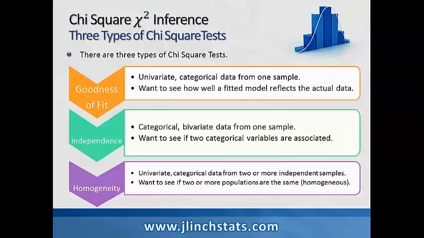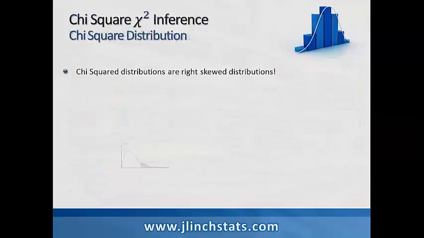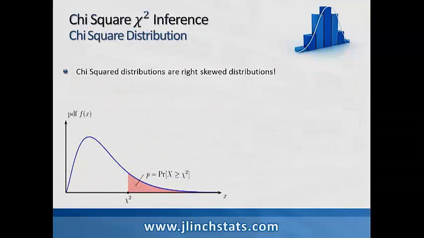The goodness of fit test, once again, is a single variable univariate study using categorical data from one sample. The test for independence, we use categorical bivariate data from one sample. And our test for homogeneity, once again, we use a single variable, but we're using categorical data here from two or more independent samples. Now the chi-square distribution is a right-skewed distribution.